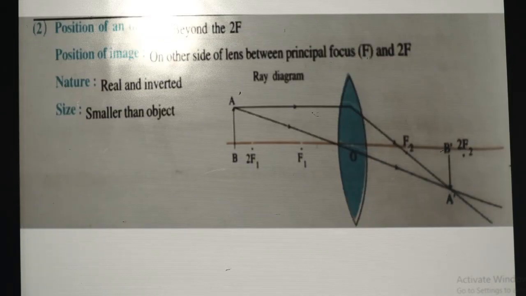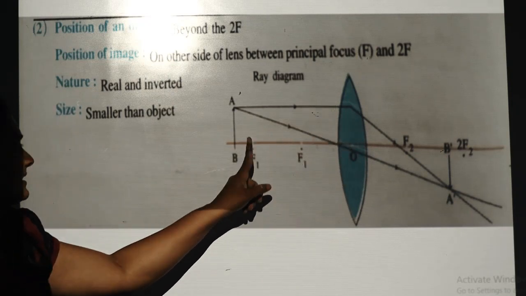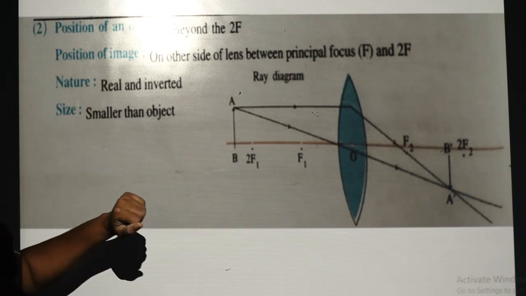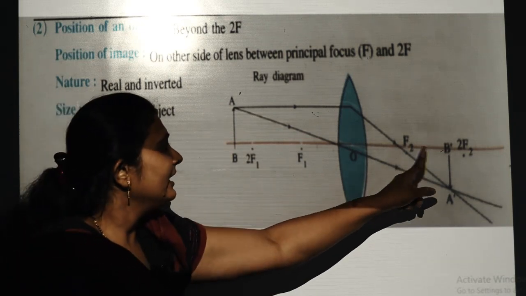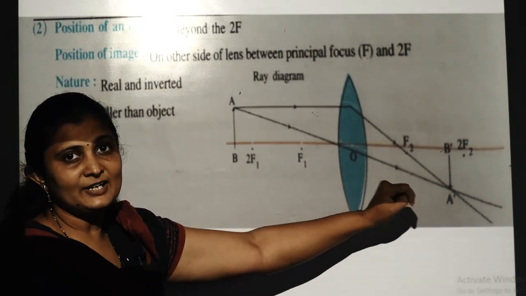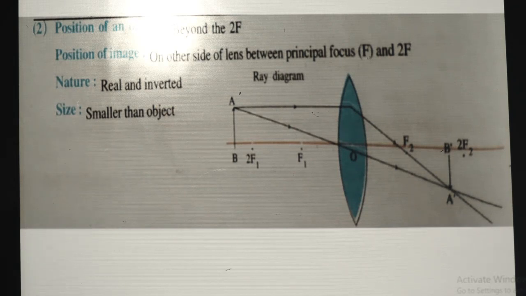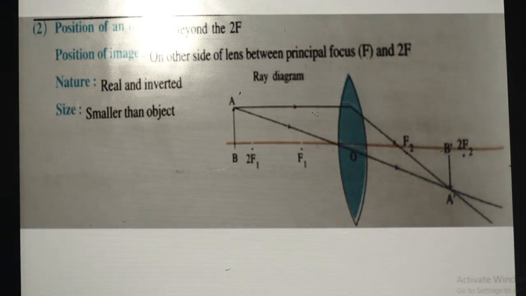Next, second one, if we put the object beyond 2f, the center of curvature, both are the same. Convex lens, focus, center of curvature 2f, and beyond 2f we have to put the object. Where is the image? On the other side, between f and 2f. This is the image B dash A dash. It is also real and inverted. Rays actually meet after refraction, then we get a real and inverted image, and it is smaller than the object.